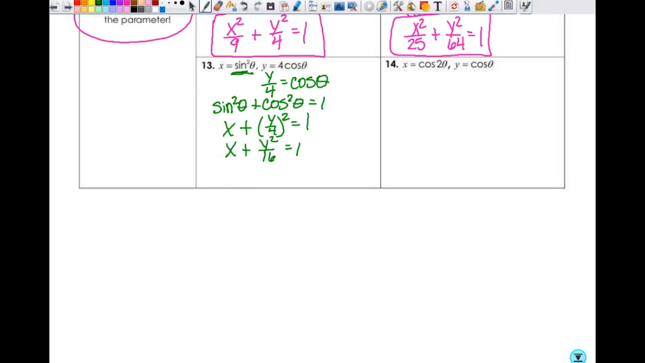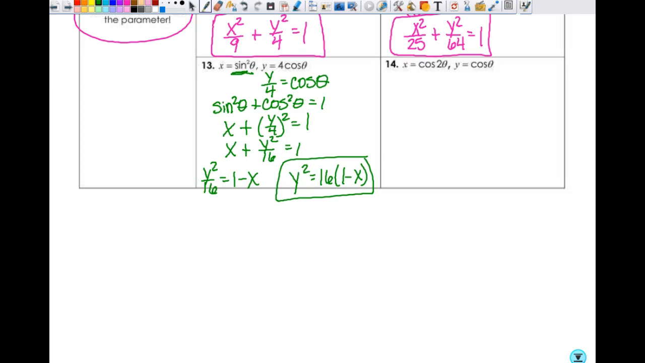So then I'm going to subtract x, so I'll get y squared over 16 equals 1 minus x. Then multiply both sides by 16, so y squared is equal to 16 times 1 minus x. And on the trig ones, you're not going to have to worry about the domain. Don't worry about those, they're all going to come out just fine anyway.